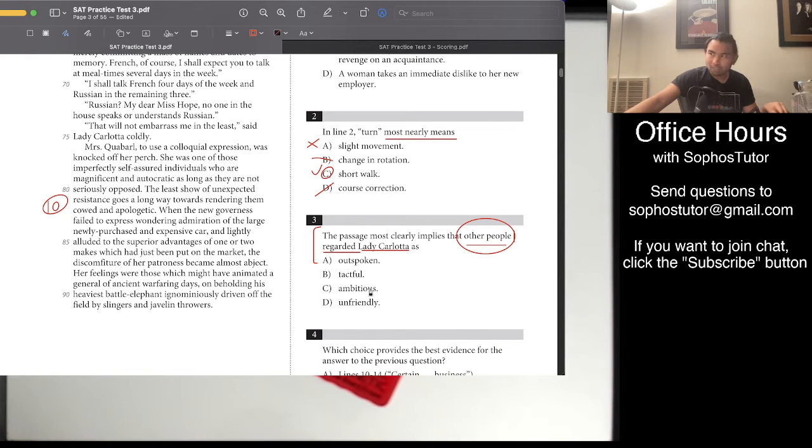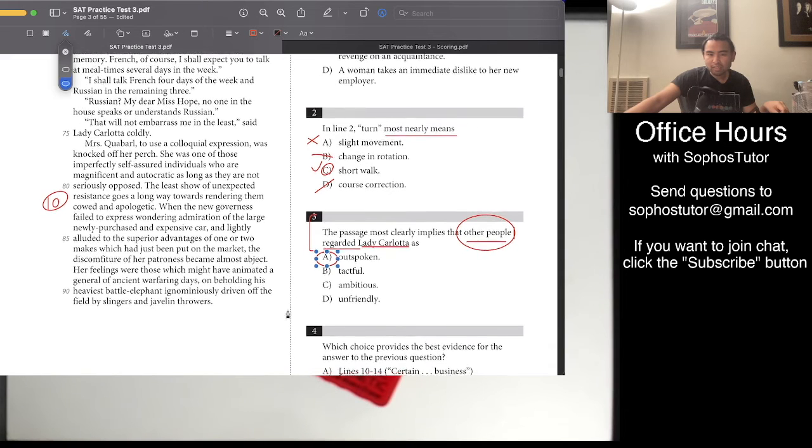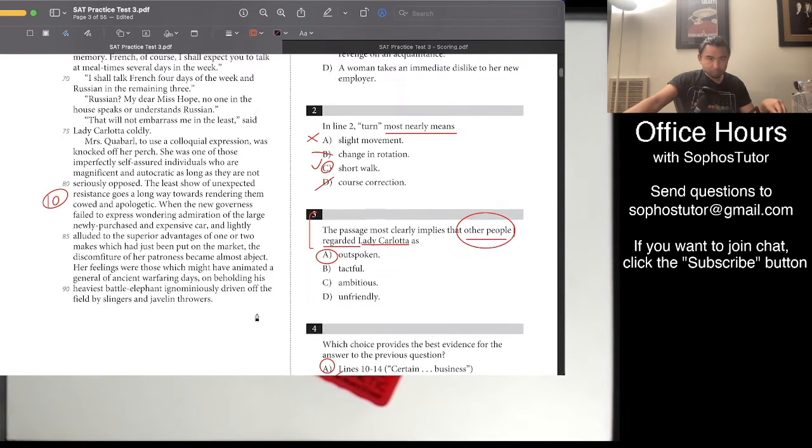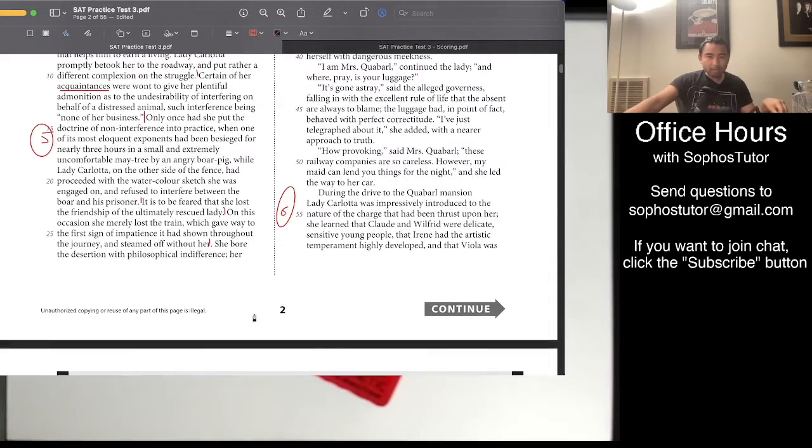Do you think that she's ambitious? No, ambition involves achievement and gaining things for yourself. I don't think it's ambitious. Is she being unfriendly? Well, no, because she wants to help animals. So I think the answers here are A for 3 and A for 4. Okay. Going back.